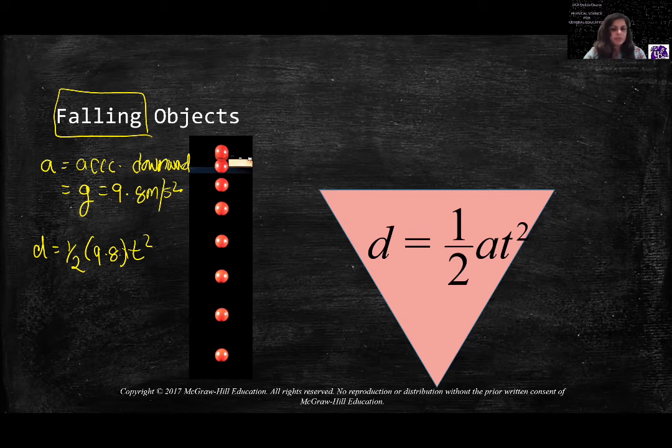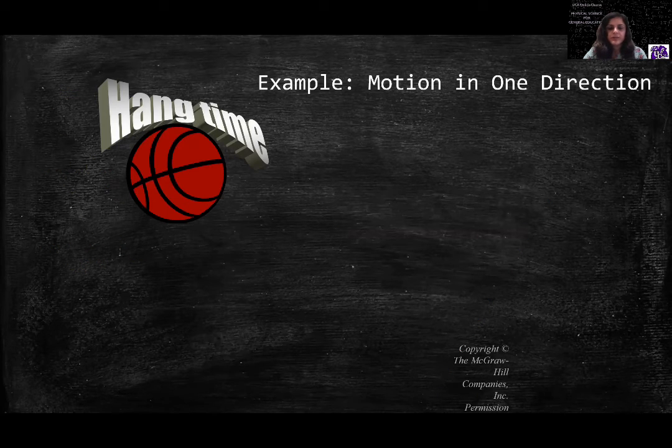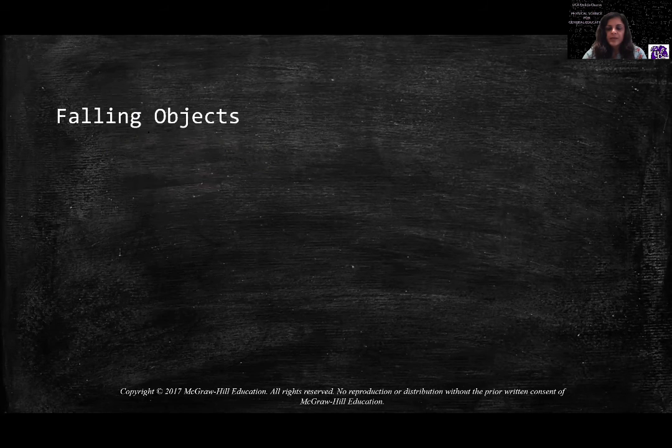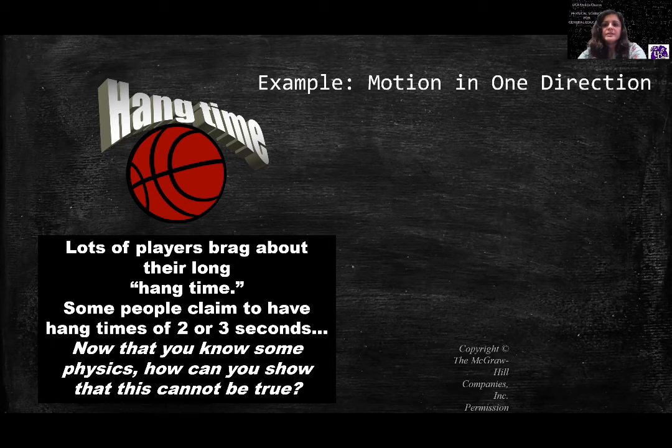If an object is moving and it's not falling, we'll talk about that in a little bit. All right, another thing we talk about when we talk about motion is jumping up and down. So in basketball, I am told that people would brag about having a hang time. People claim to have a 2 or 3 second hang time, when in reality, the distance is equal to 1/2 gt squared, which is 9.8.